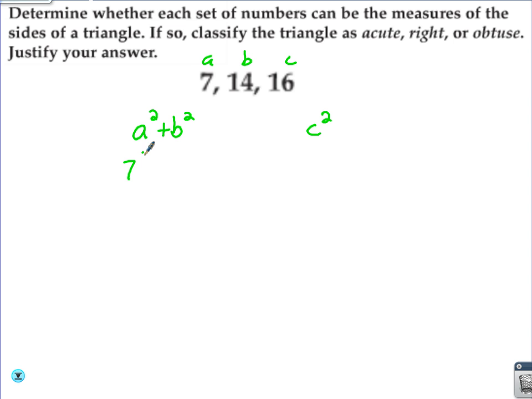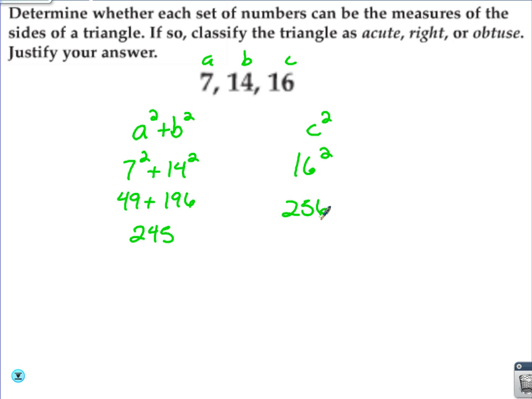Kaylin, what'd you get for that? 7 squared plus 14 squared gives you... Yep. Stephen, did you get it? 7 squared plus 14 squared? 49. Now 14 squared is 196, which gives me a total of 245. Anybody else get that? Okay, 245. Thank you very much. Trick question. There you go. And Jordan, did you get c squared is 16 squared? Have you got that yet?